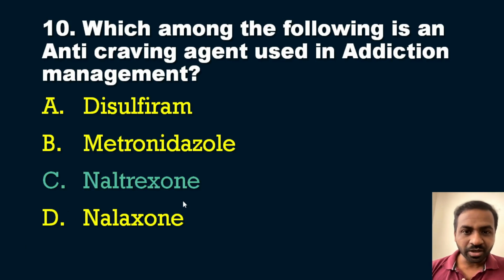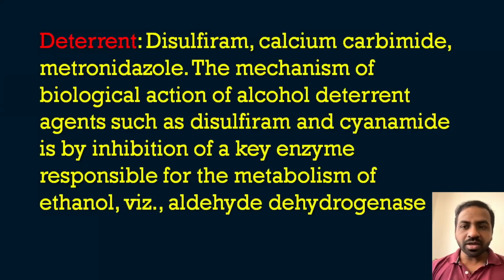Okay, so we will see the explanation of this question. Here we have to understand two terms, that is deterrent agents and anti-craving agents. Okay, so what do you mean by deterrent agent? Deterrent agent means if the patient is using alcohol again or some other addictive substance again, then it will have a very harmful effect on the body. Those are known as deterrent agents. Disulfiram, calcium carbimide, and metronidazole are examples of deterrents. Okay, so you may have a doubt, how metronidazole? It is an antibiotic, but it also has a deterrent property which has been proved in studies.